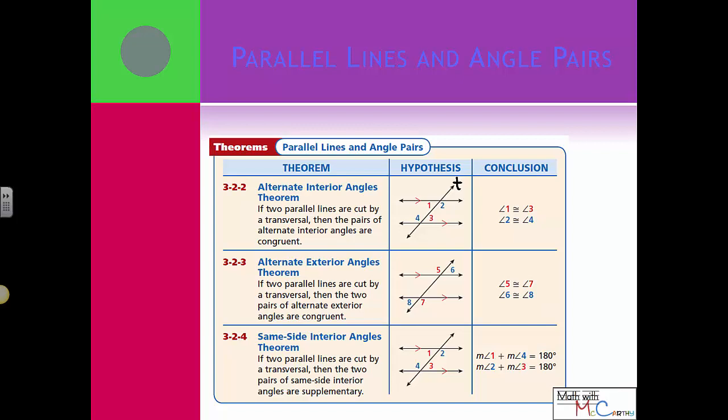Alternate exterior angles, two parallel lines cut by a transversal T. Alternate exterior angles are also congruent. 5 is congruent to 7 and 6 is congruent to 8.